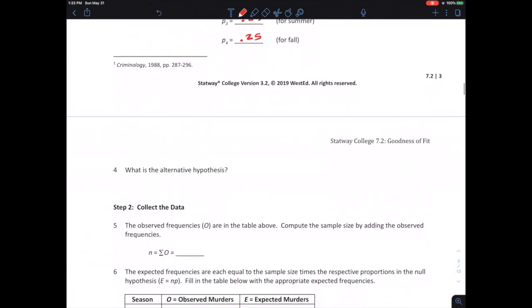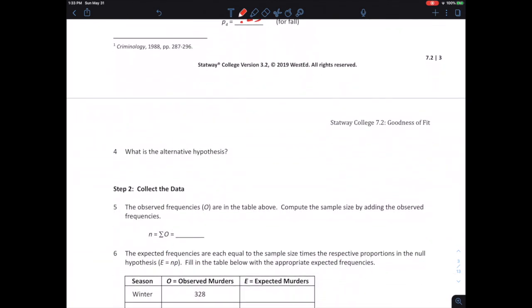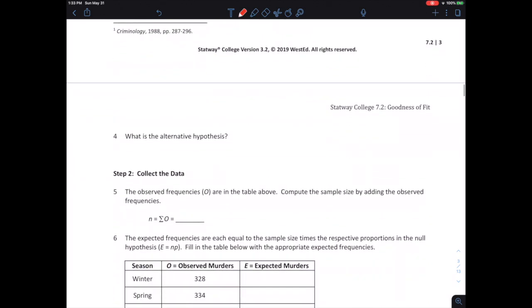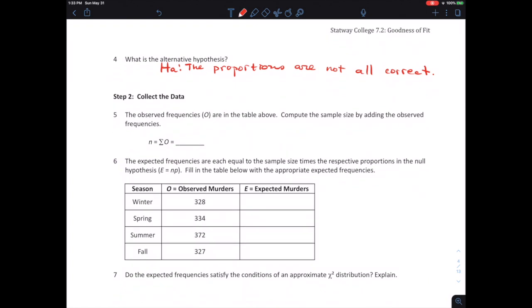Okay? Now, what's the alternative hypothesis? We would just say that these are not all correct. So HA, the proportions are not all correct. Could be just 1 or 2 are wrong, and the other 2 are right. So we just don't know which ones are wrong. Okay. And then step 2, we collect the data.